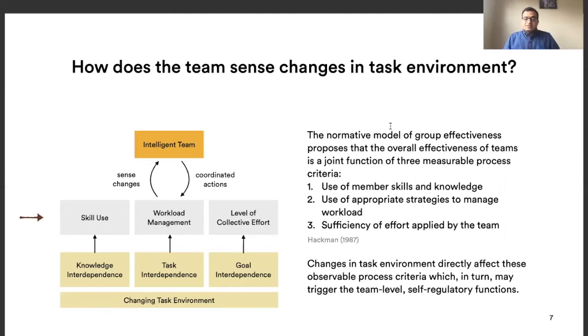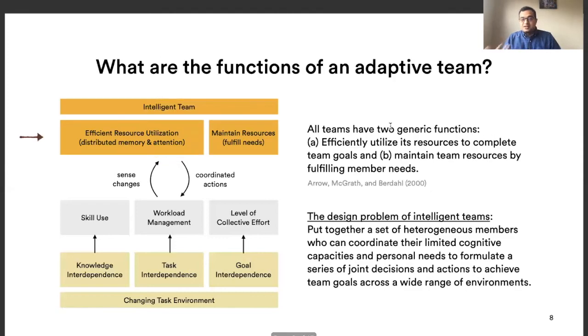What we contend is that as the task environment changes, the team is able to observe the effects of those changes in these process criteria. If the knowledge interdependencies in the task increase, suddenly one would realize that the skills are not being utilized properly, or people are encountering tasks that they're not good at. Such an observation of process criteria might trigger the internal adaptive regulative systems. So what are these regulative systems is the next question.